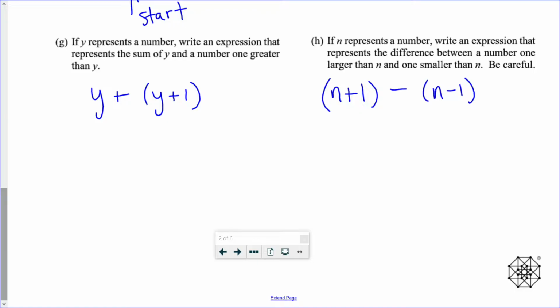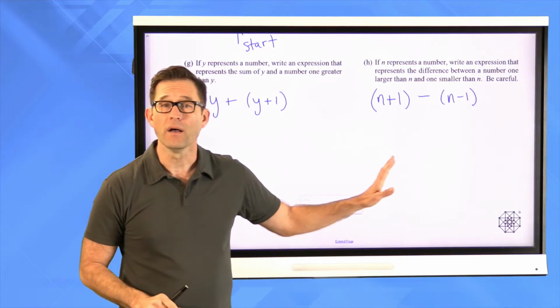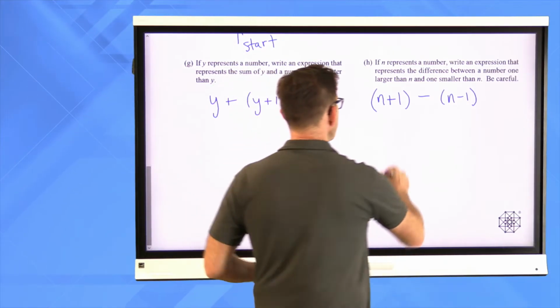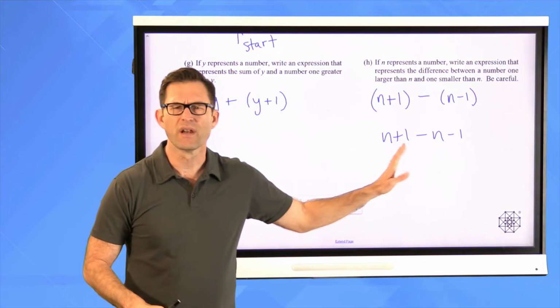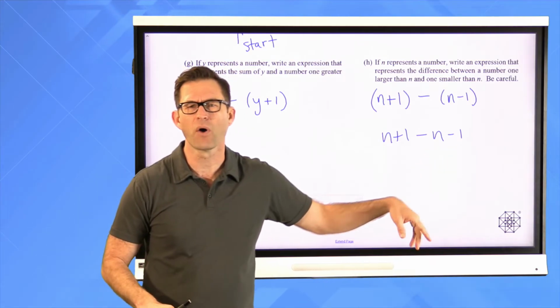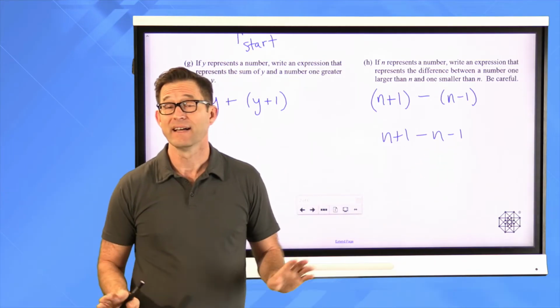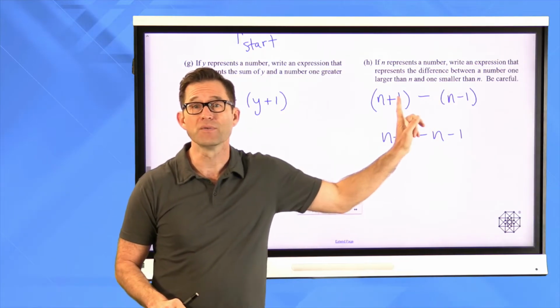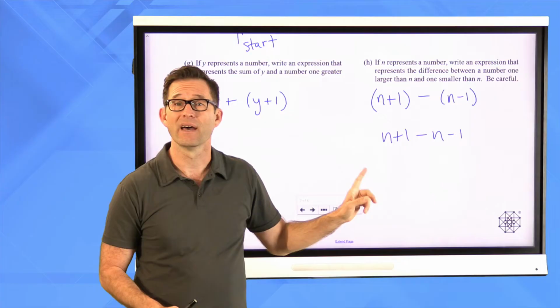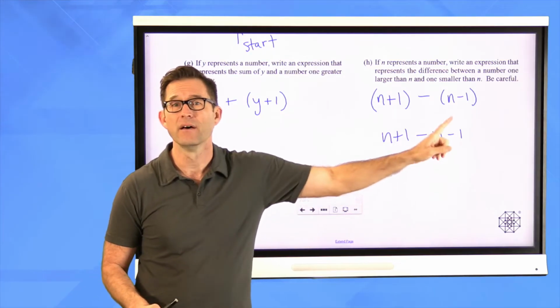And again, I need to be very, very careful here because if I wrote something like this down, just because I'm moving fast, here's a number 1 larger than n, here's a number 1 smaller than n, and I subtract, that's actually not correct. Because that subtraction distributes through the parentheses, I'd actually have n plus 1 minus n plus 1.